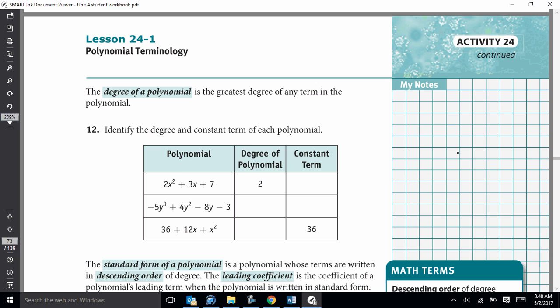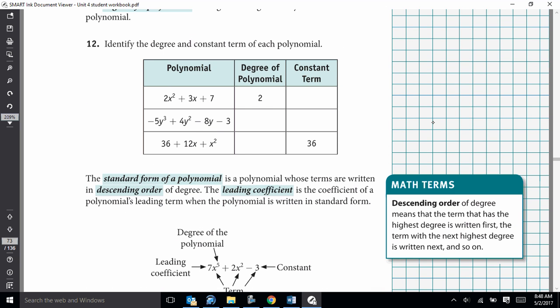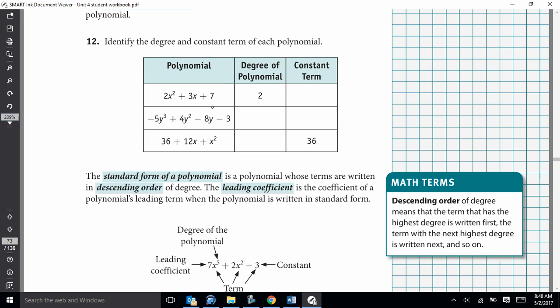All right. So the degree of a polynomial is the greatest degree of any term in the polynomial. So here we have a polynomial. What's the degree? What's our highest? We have x squared, right? So it's a degree of 2. And what's our constant term? 7.